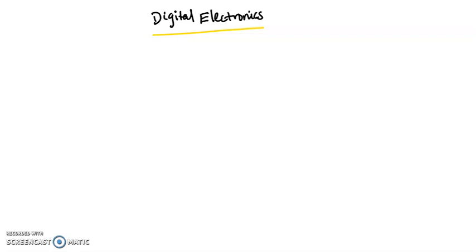Welcome back to our digital electronics class. In today's video, the second in this series, we'll continue with our conversions: how to convert decimal numbers to binary and binary to decimal, octal to binary, binary to octal, hexadecimal to binary, and binary to hexadecimal.